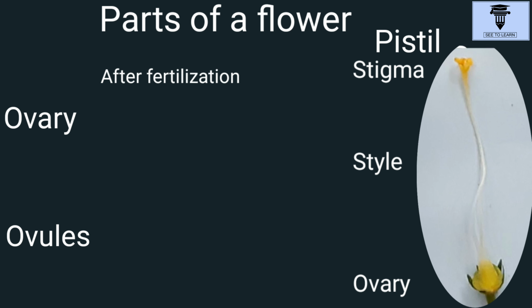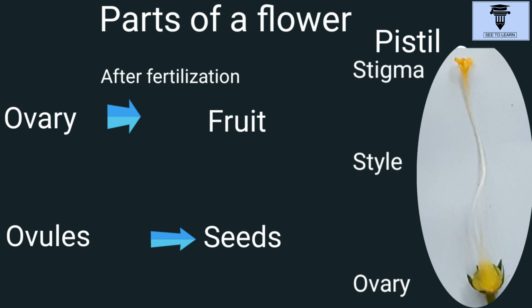After fertilization, the ovary matures to become a fruit and the ovules become seeds.